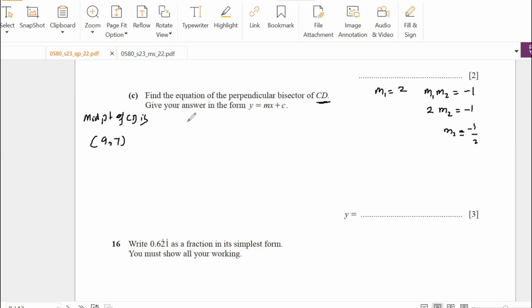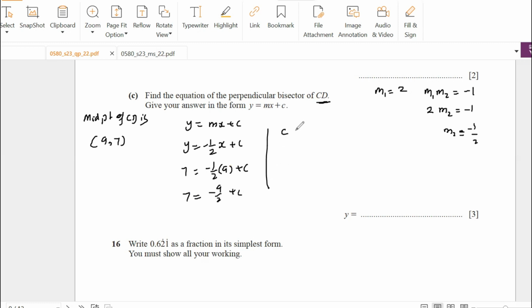So our required equation of the line is y equals mx plus c, and we can replace the value of the gradient. m is equal to -1/2, so y = -1/2 x + c. Here c is basically the y-intercept, and we know that this line passes through this point. We can replace these values to get the value of c. Here y is 7, and x is 9, so 7 = -9/2 + c.